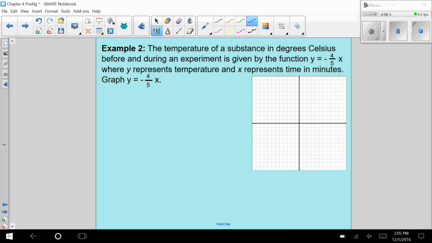Let's start by identifying our slope is -4/5. And our y-intercept is 0 because there's nothing added or subtracted on the end. So we make a point of 0, 0. Then we go down 4, right 5. There's our next point. Then we can go down 4 again and right 5. Remember, we can also go up and left. And then we just connect with as straight of a line as we can.